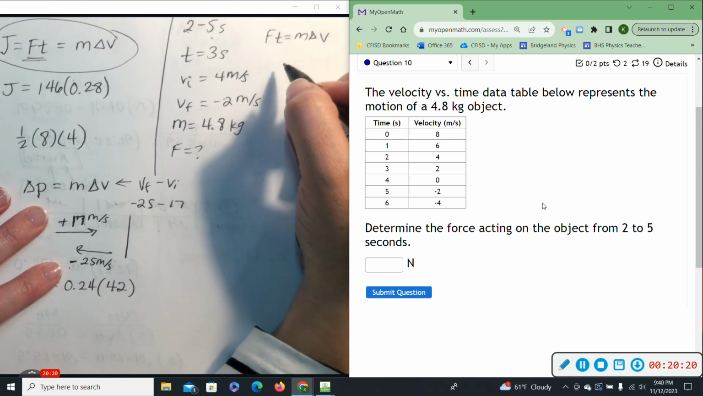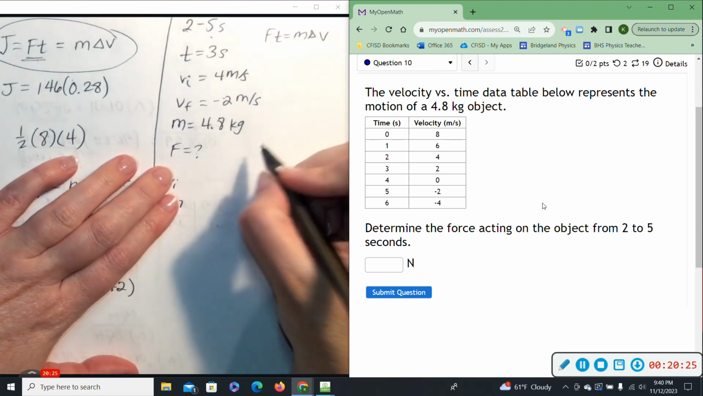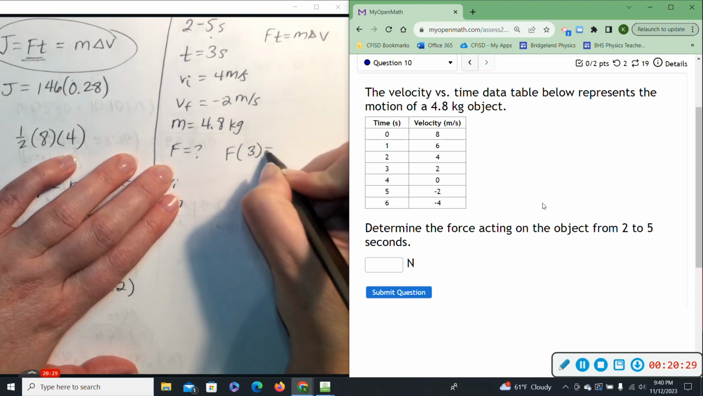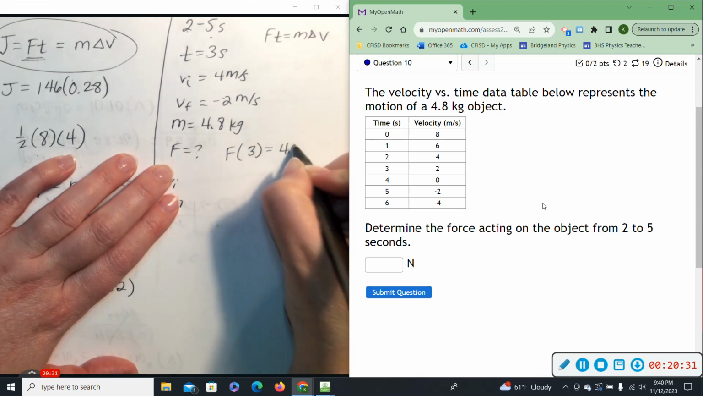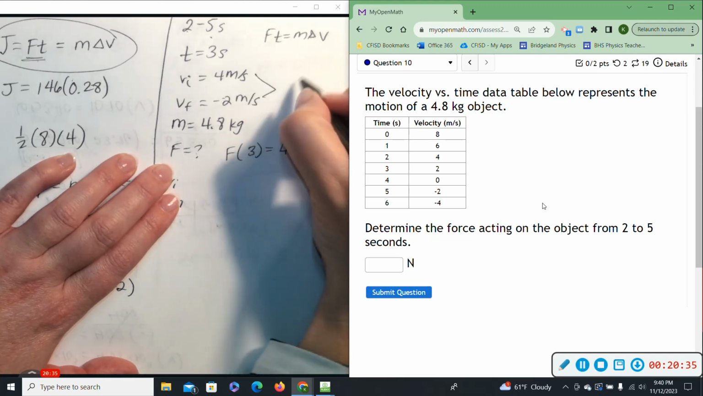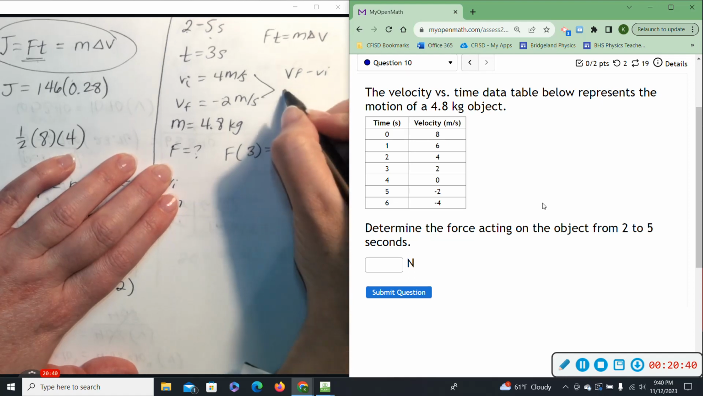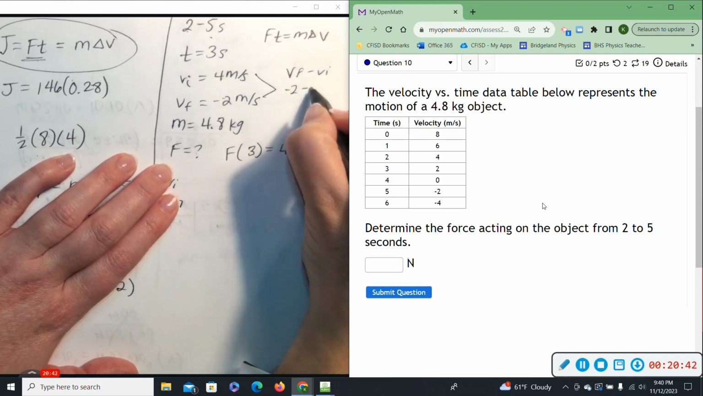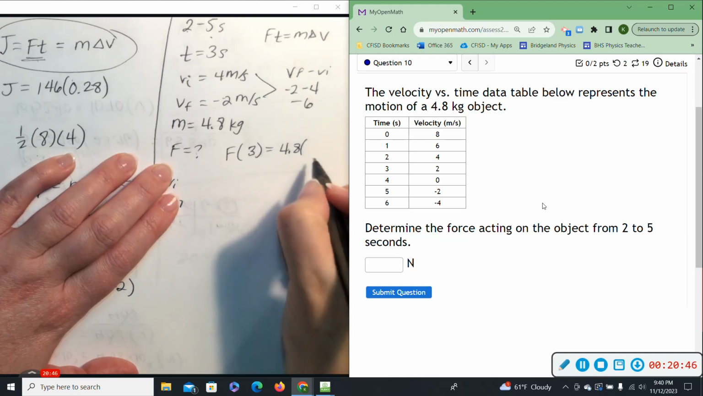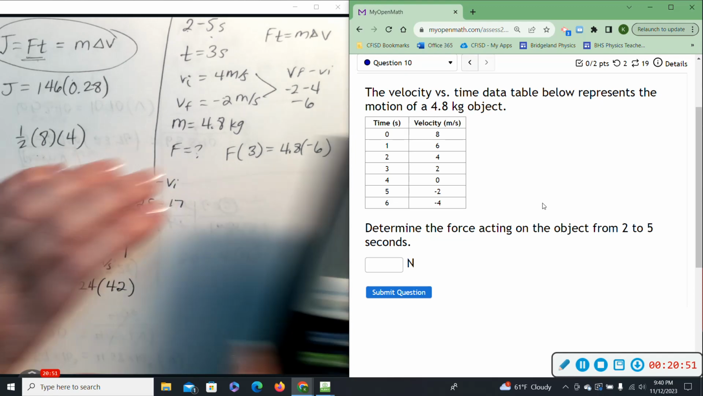We're going to say F times my time, 3, equals my mass, 4.8, times my change in velocity. My change in velocity, again, is VF minus VI. So my final is -2, minus my initial, which is 4. That's a change of -6. And so we're going to multiply this by -6. So 4.8 times -6.